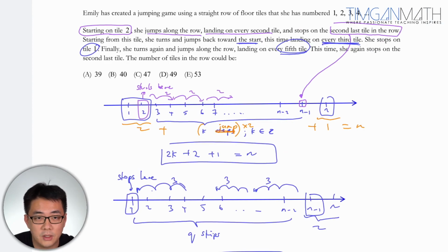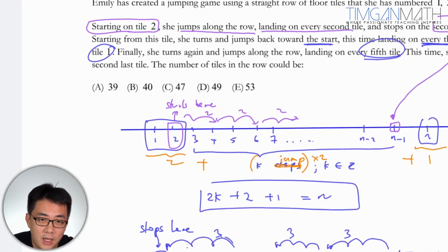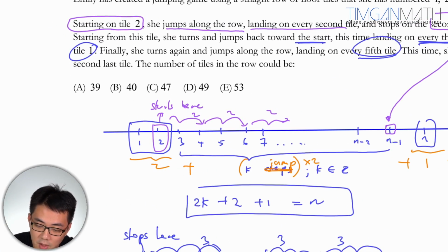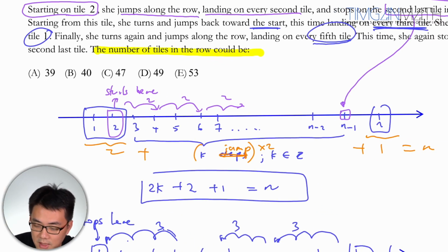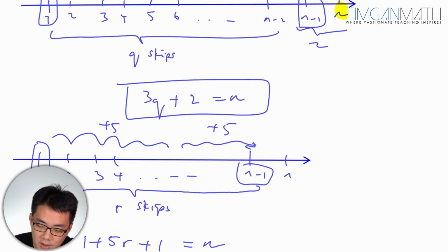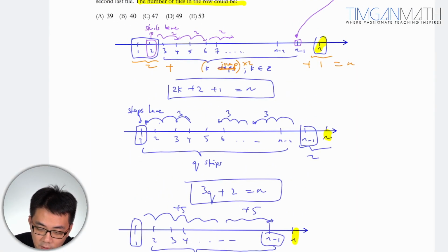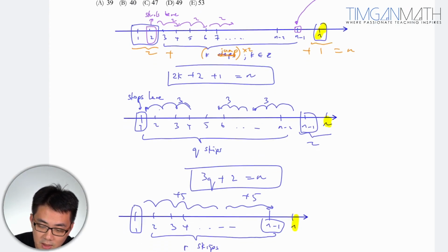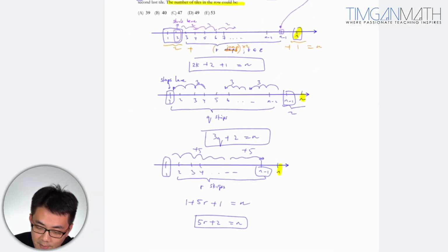So this time she again stops on the second last cell. So the number of tiles of this row could be how many tiles? So how many tiles could there be? Basically it's asking what are the n numbers that you can have. Okay, so we have a few choices here: 39, 40, 47, 49, and 53. Let's break this down.